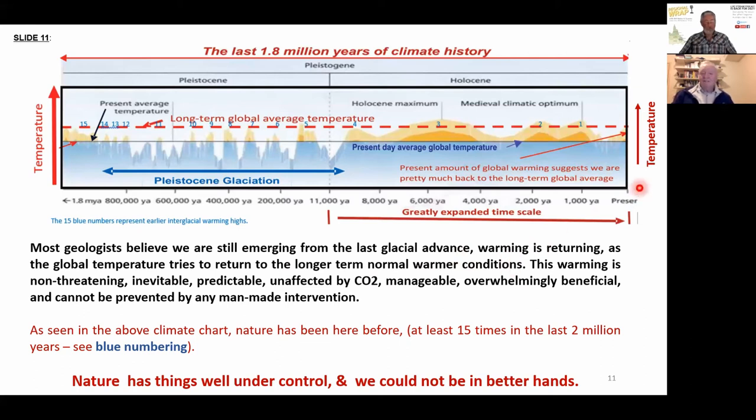This warming that's occurring, each of these warming humps here, is non-threatening. We seemed to survive it very well in the past. It's inevitable, it's predictable, it's unaffected by CO2, it's manageable and overwhelmingly beneficial. These warming pulses have been very beneficial to civilizations and to life in general. And most of those warming pulses coincide with great advances in civilization at that particular time.